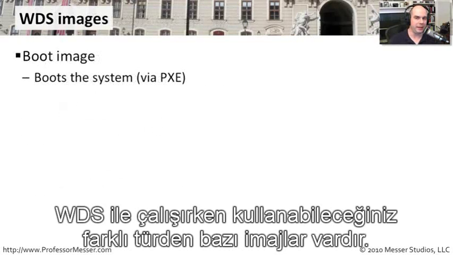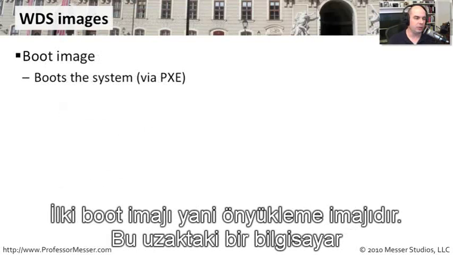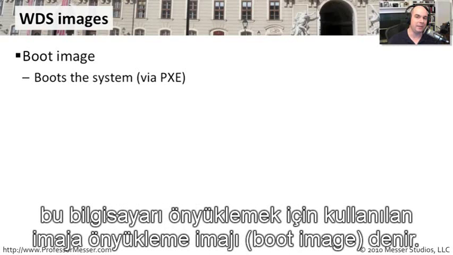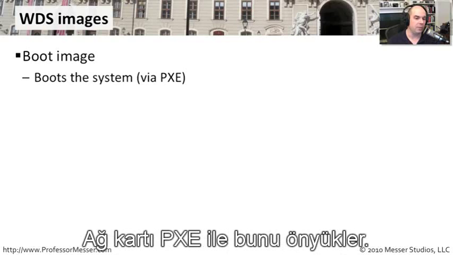When you're working in WDS, you'll see a number of different kinds of images in there. The first one you'll see is the boot image. This is when you go to a remote machine, it has no operating system on it, or you've specified to boot from the network card. This is the image that is used to boot that computer. The network card boots this via something called PXE, the Pre-boot Execution Environment.